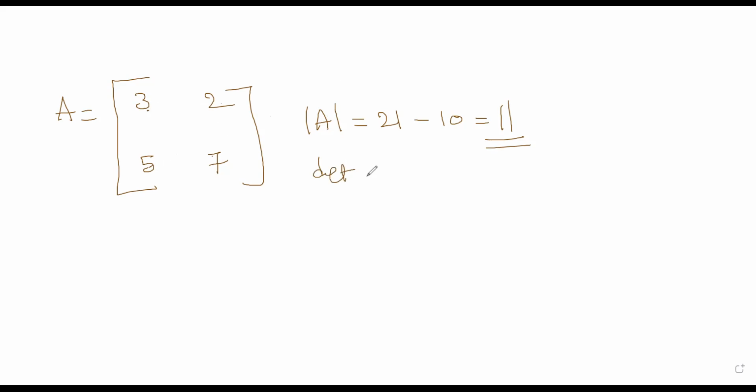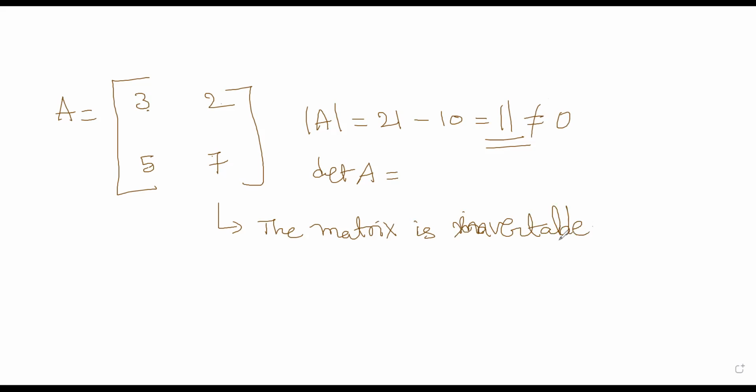Since det A, which is 11, is not equal to 0, the matrix is invertible. That much only you can write. This is the first step. So det A is not equal to 0. You know how to find det A now. Now, the inverse of the matrix.